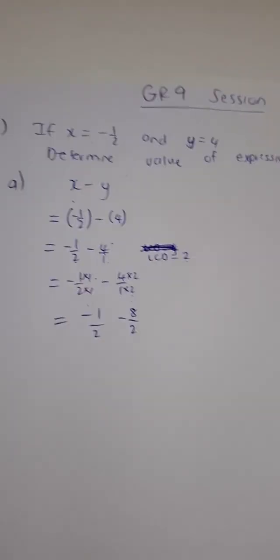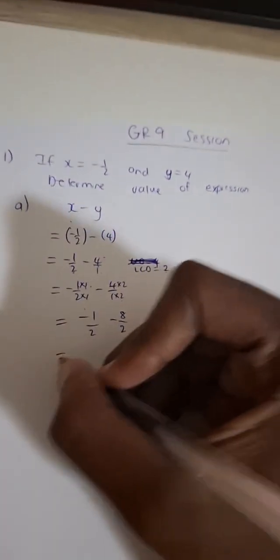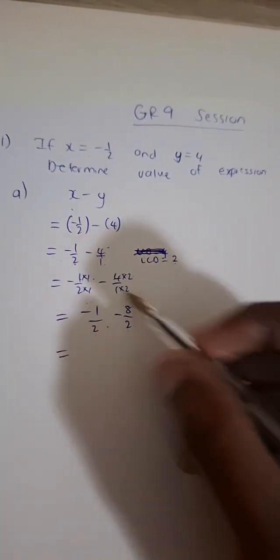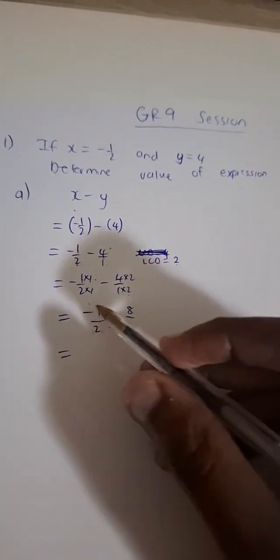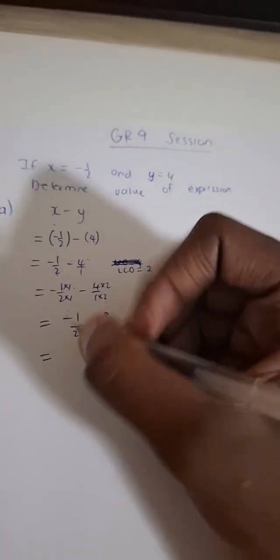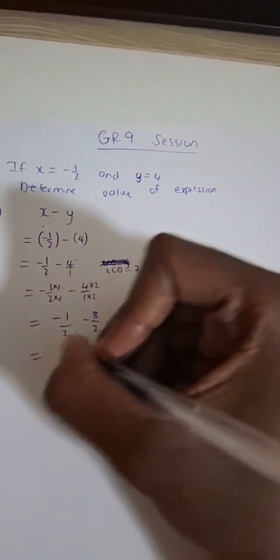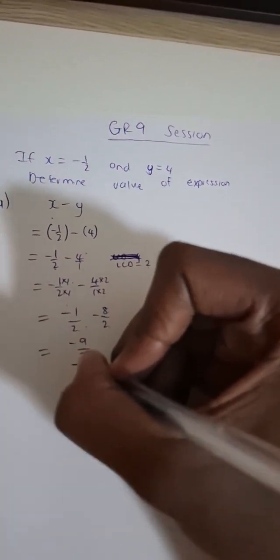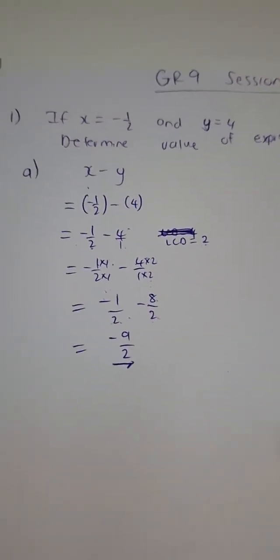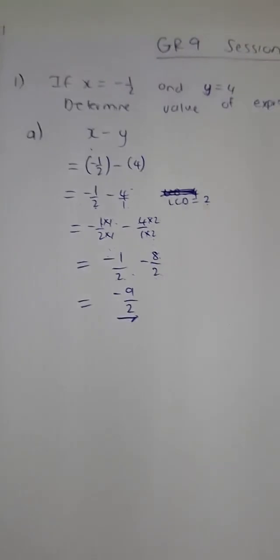And then of course, the final answer will be, when the denominators are the same, there's a rule in fractions that when the denominators are the same, that allows us to add and subtract the numerators. So our final answer then is what? Negative 9 over 2. And we just leave that answer in the fraction form.